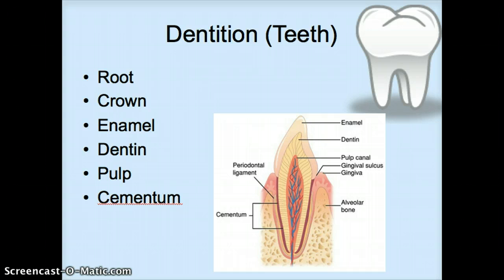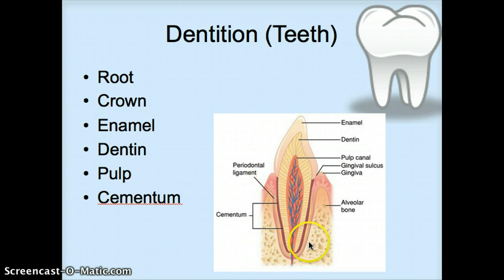Our teeth have, let's start with the root. First one's the root. The root is hidden in the gum line. The crown is the visible 1/3 portion of the tooth. The enamel, this is the surface of the crown. The dental enamel is an extremely hard surface. You can see the enamel of the tooth here.